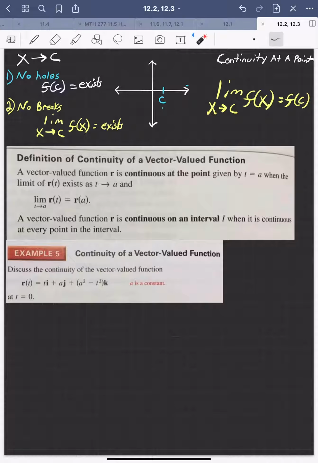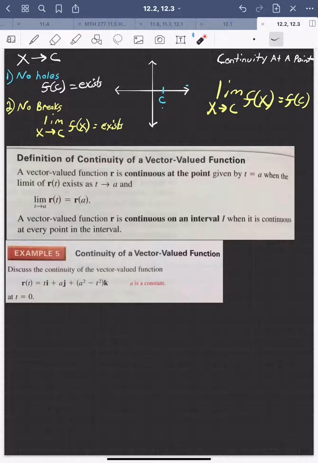Let's go back to vector valued functions. So the ideas from Calc 1 apply. I can make this easy: for your vector valued function r of t, if all the components are continuous at a point, then r of t is continuous at that point.